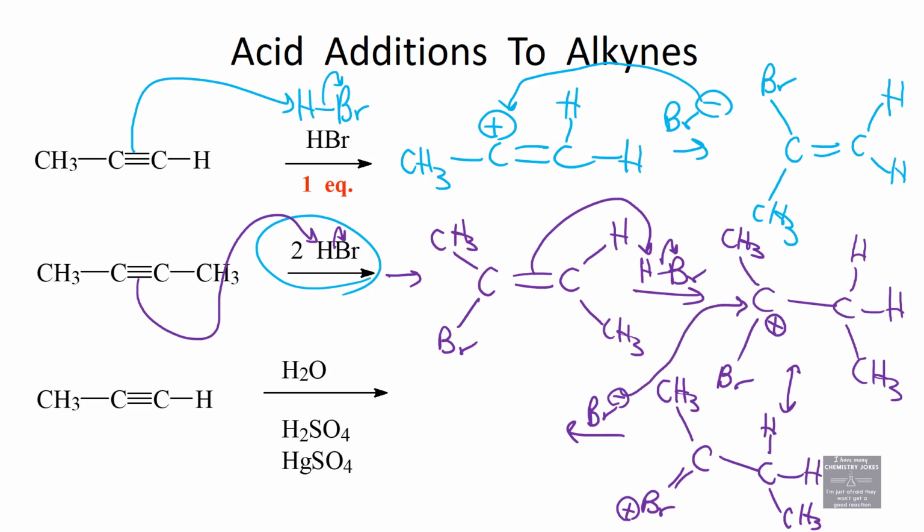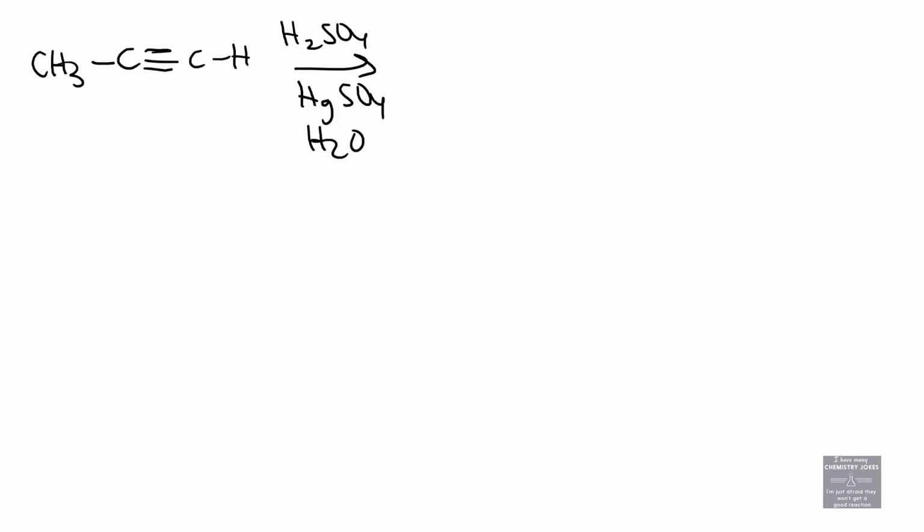So bromide attacks that carbocation, and we get our final product, which I'm tired of drawing C's and H's for, but I've committed to it now. Our final product is this: two Brs added to the same carbon, two H's added to the same carbon. Yeah? It's an alkyne.